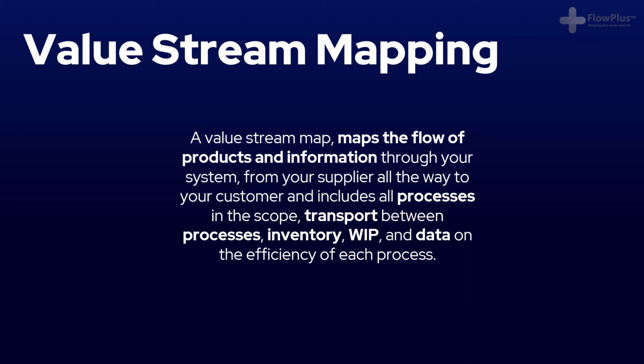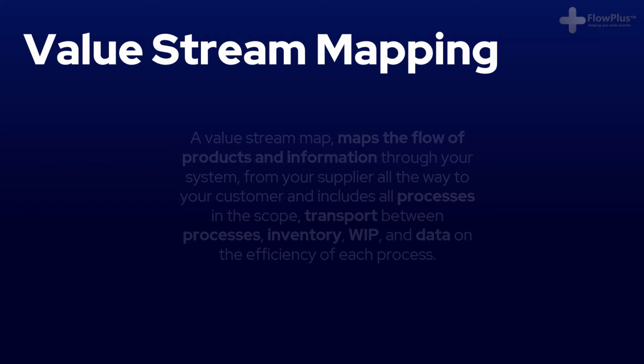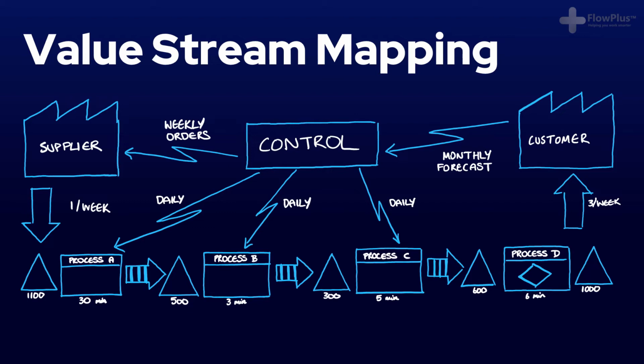Value stream maps map the flow of products and information through your system, from the supplier all the way to your customer, including all processes within the scope. They also include transport between processes, inventory, work in progress, and data on the efficiency of each process. Value stream mapping uses many of the principles outlined in the visual management lecture, using a common language of symbols to allow easy communication and using colours wherever possible to make problems visible. Remember, problems are golden opportunities for improvement and should be seen in this way.